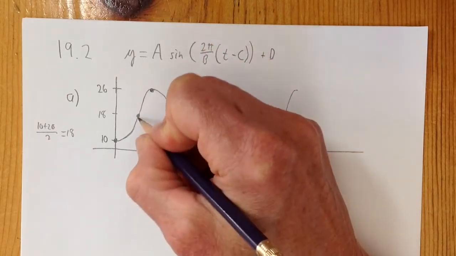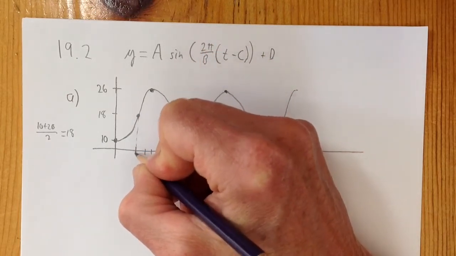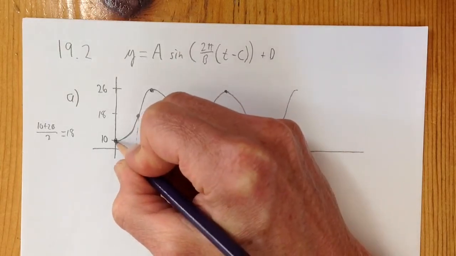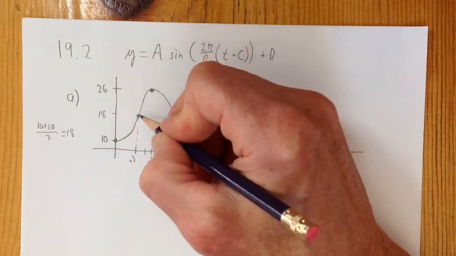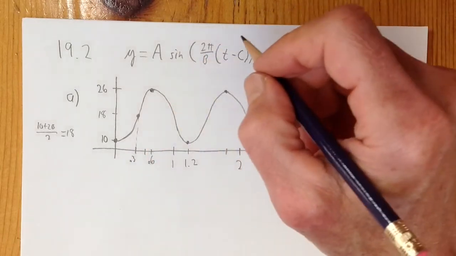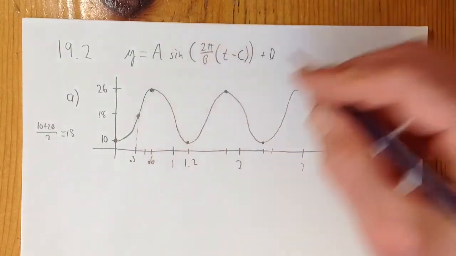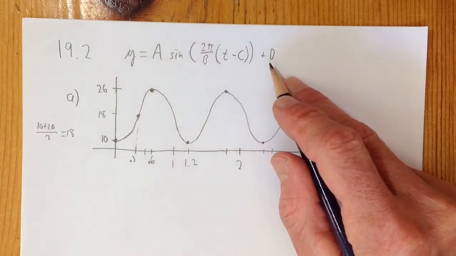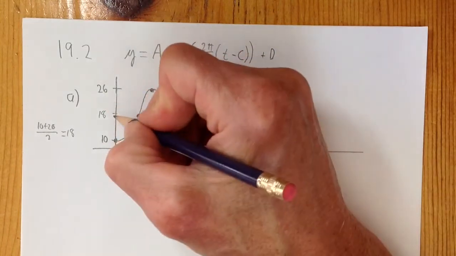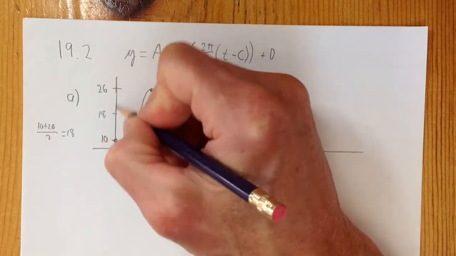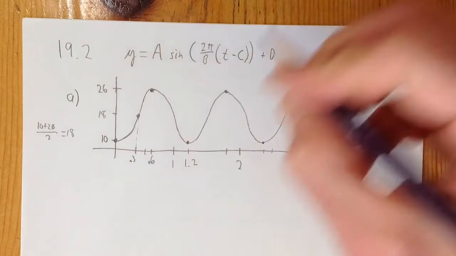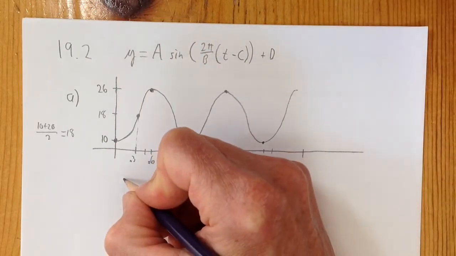Halfway there is 0.3. So right there is going to be 0.3, halfway between 0 and 0.6, right? The bottom at 0, top at 0.6, it's going to be the middle at 0.3 seconds. So now we know everything we need to know here. It's kind of cool. So let's see, the amplitude is from the middle to the top, or the middle to the bottom. So that's 26 minus 18, which is 8. So A is equal to 8.